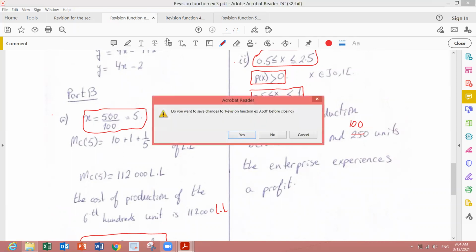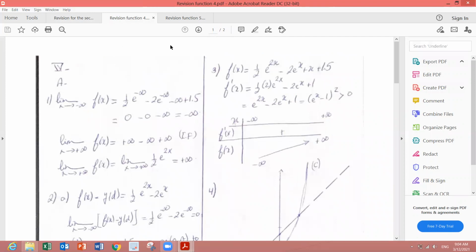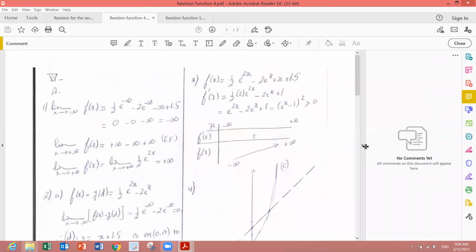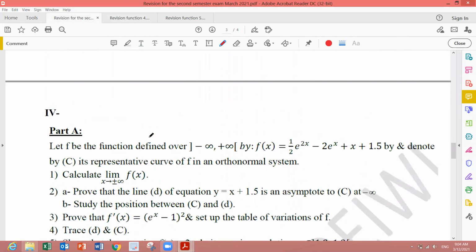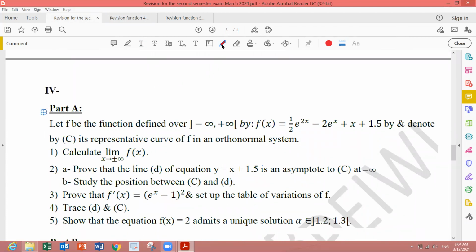Now we start with exercise, problem 4. Part A. Let f be a function defined over minus infinity, plus infinity by f of x equals half e power 2x minus 2e power x plus x plus 1.5. This is f of x, domain minus infinity, plus infinity, and denote by C its representative curve.